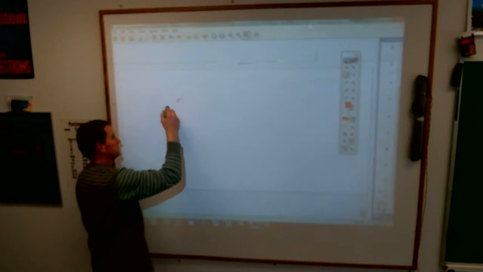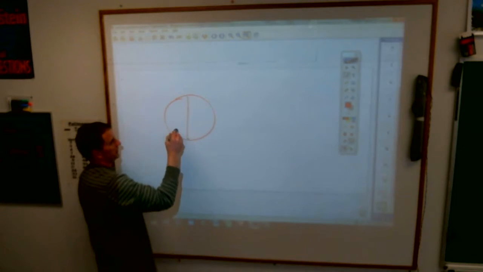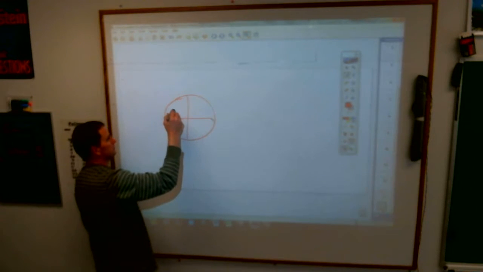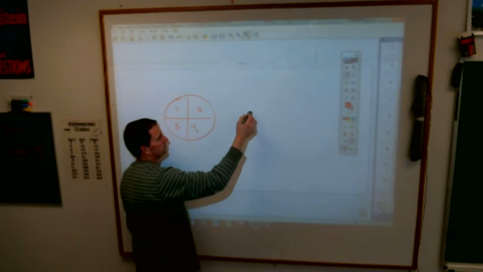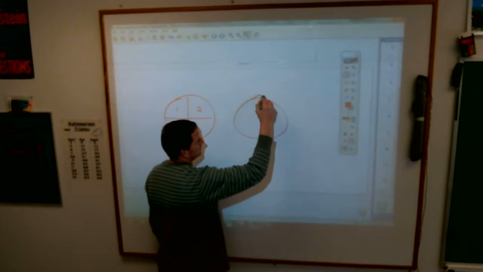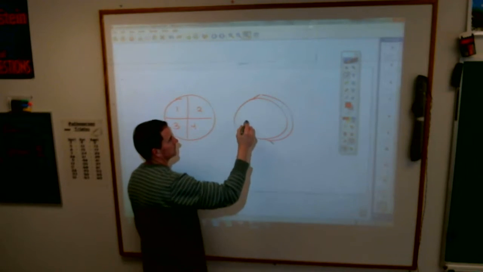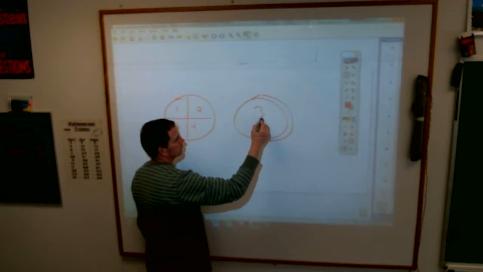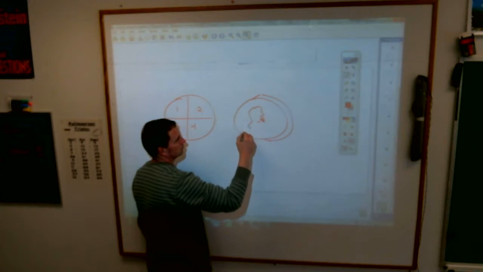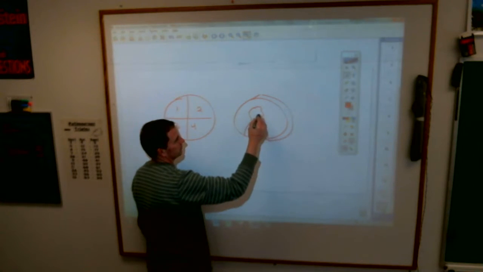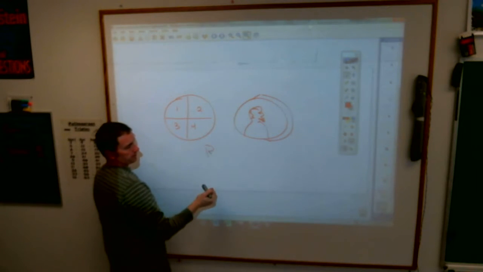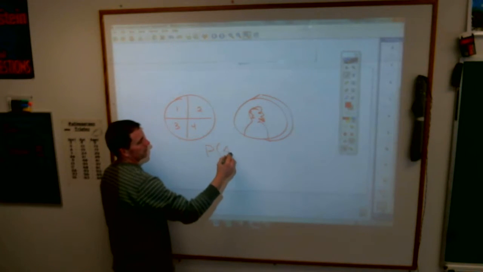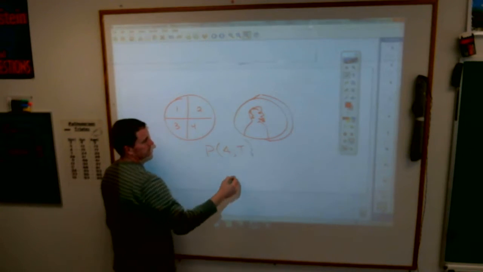Let's change it up. Let's make a spinner. Let's say you have a spinner that has 1, 2, 3, 4, and you are also flipping a coin. Let's do Abraham, little bushy beard. Not a bad Abe, is it? The probability of spinning a 4 and flipping a tail.